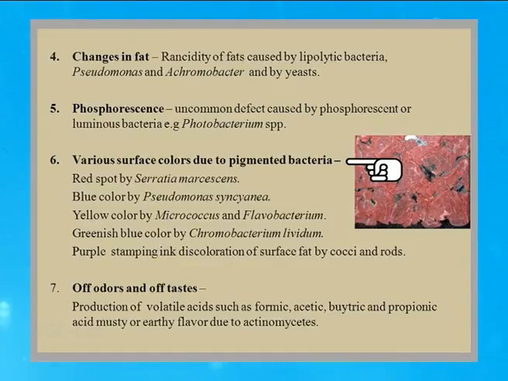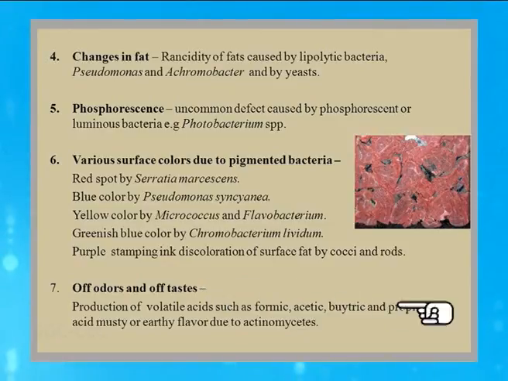Say for example, we can have the red spot by Serratia marcescens, blue color by Pseudomonas syncyanea. We can have the yellow color of the meat because of the Micrococcus and Flavobacterium, the green-blue color given by Chromobacterium lividum, or the purple stamping ink color that is being given on the surface of the meat by many rods and cocci.